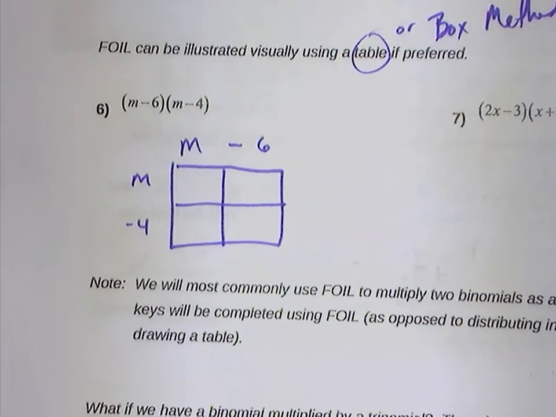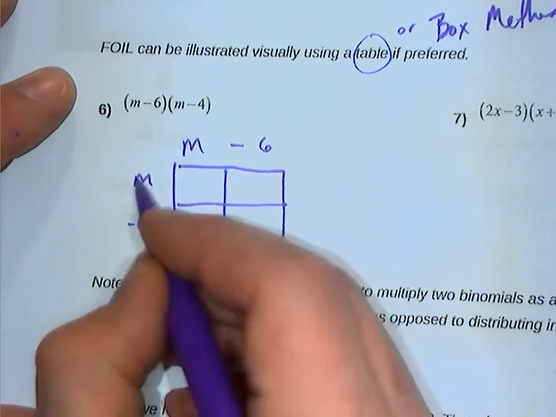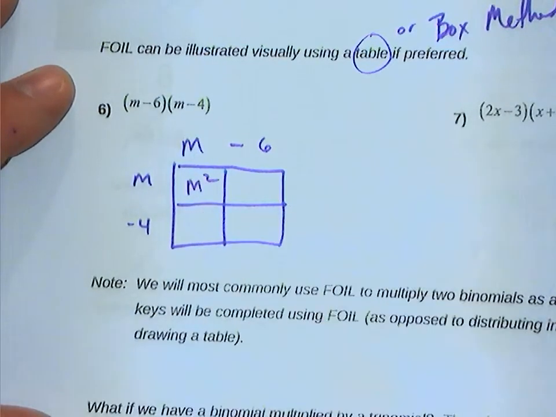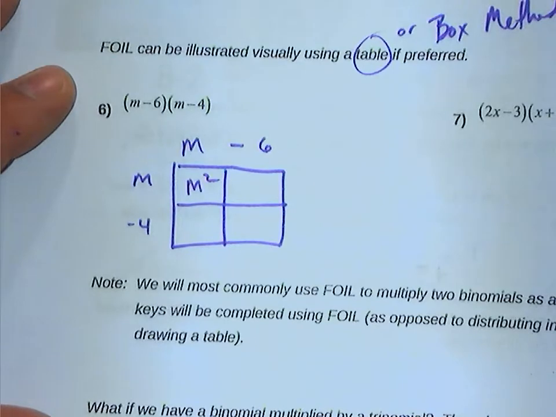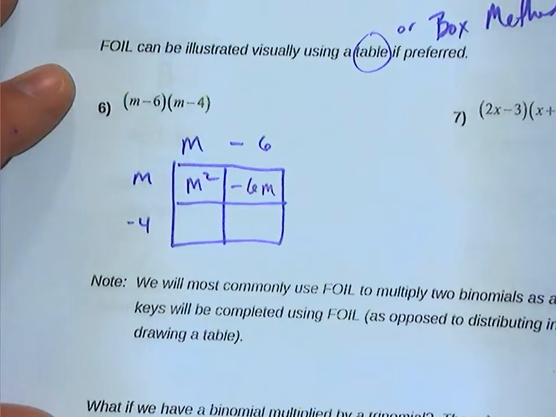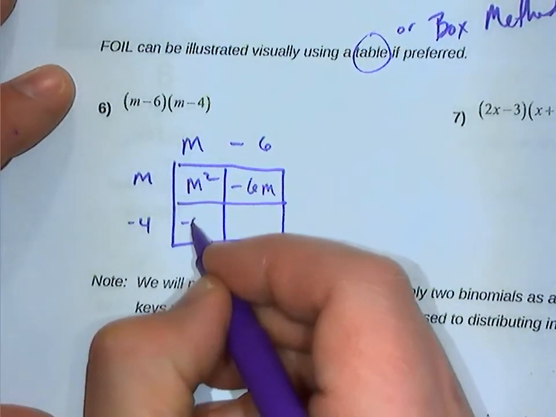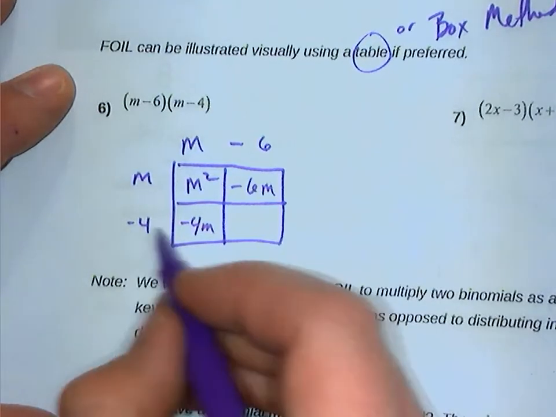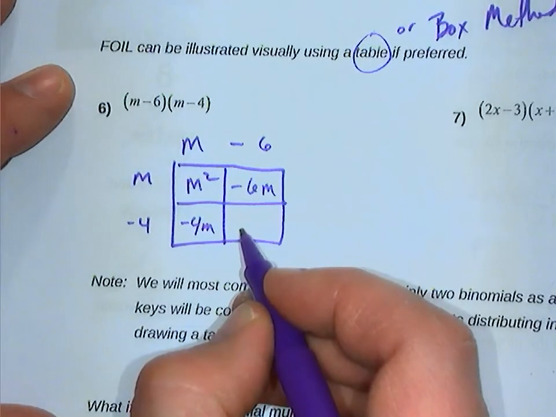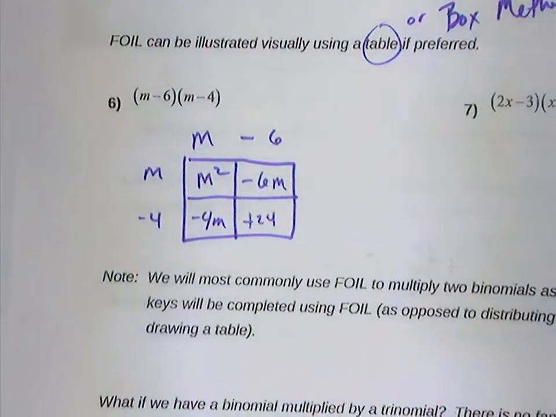Okay? So when you go to the cross, wherever they meet, you multiply. So n times n is n squared. n times -6 is -6n. n times -4 is -4n. And what's -4 times -6? +24. Okay? That's called the box method or the table method.